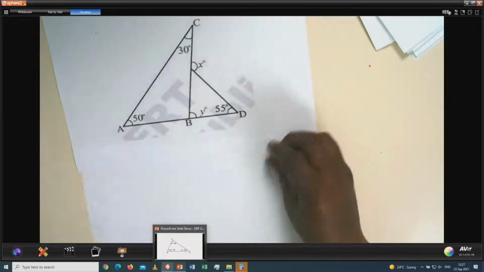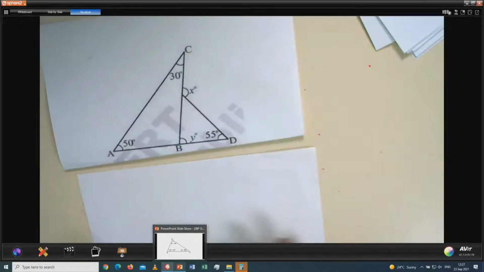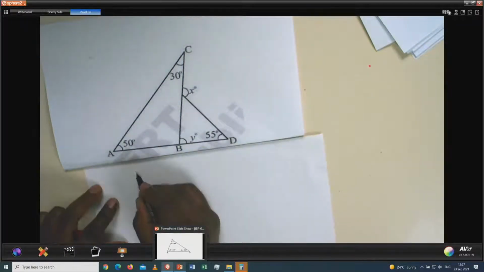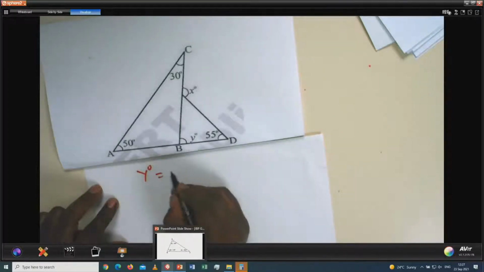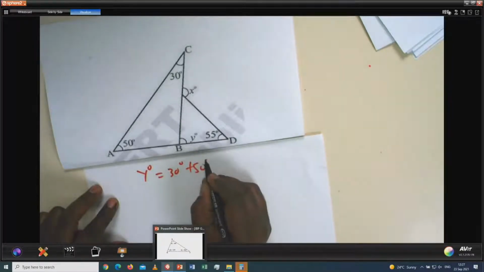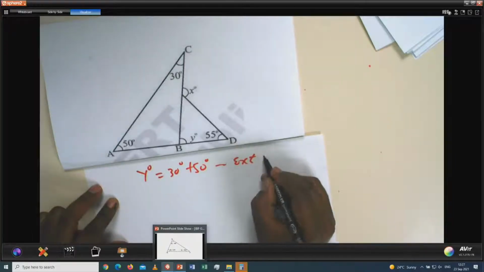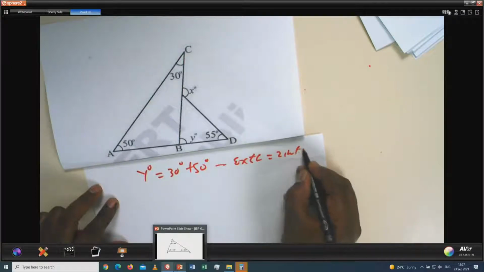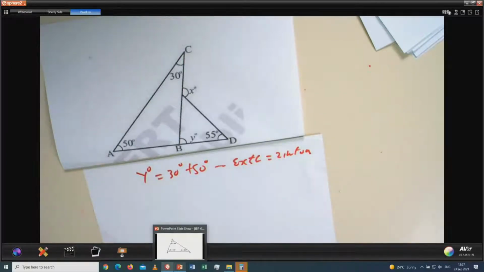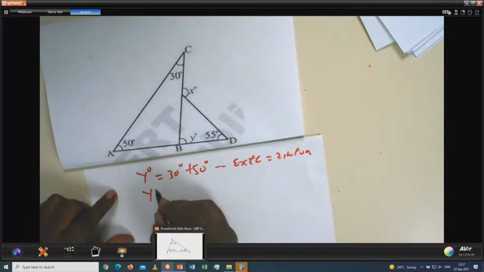Therefore, straight away, that's what is in front of me. What do I use? Mathematical language. Therefore, y degrees equals 30 degrees plus 50 degrees. Exterior angle equals the two interior opposite angles. That's it. That's what is in front of me, basically. Therefore, y equals 80 degrees.